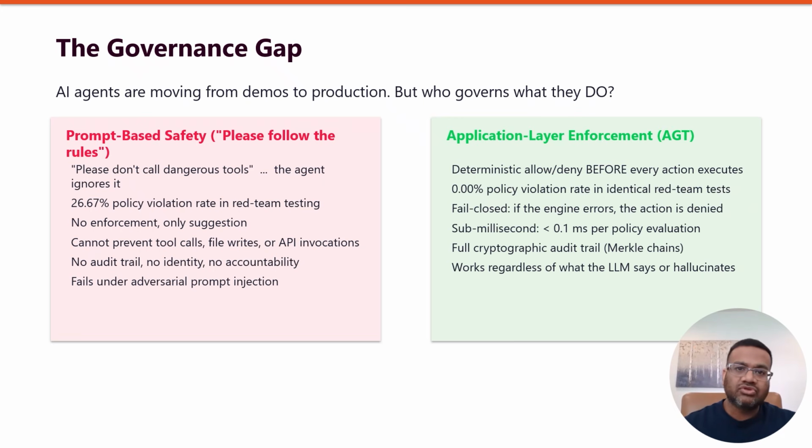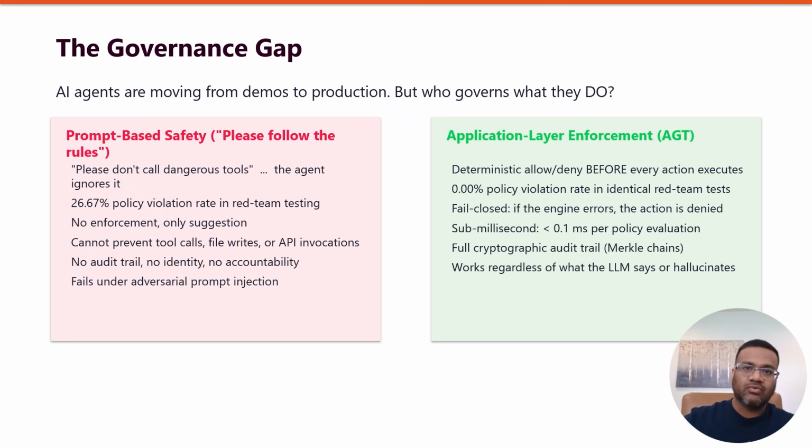Now, how do most frameworks govern this? They put instructions in the system prompt. Please don't call dangerous tools. Please be careful with the user data. That is prompt-based safety. And it has a 26.67% failure rate in our red team testing, more than 1 in 4 times. The agent violated the policy when we tried to trick it. This is not governance. This is a suggestion.